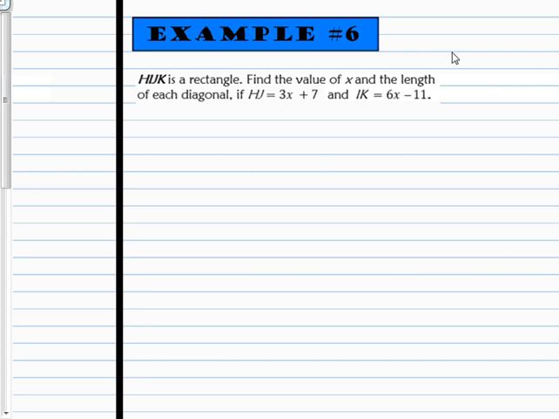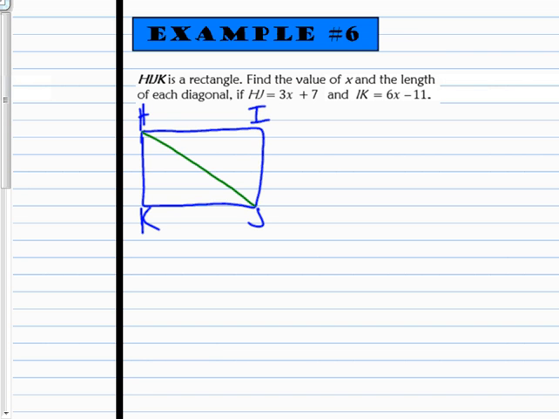Okay, example 6 says HIJK is a rectangle. Find the value of x and the length of each diagonal if HJ equals 3x plus 7 and IK equals 6x minus 11. The first thing that you always want to do is draw a picture. Label it HIJK. It says find the value of x and the length of each diagonal. HJ, so I'm going to draw my diagonal. HJ is 3x plus 7, and then IK is 6x minus 11.